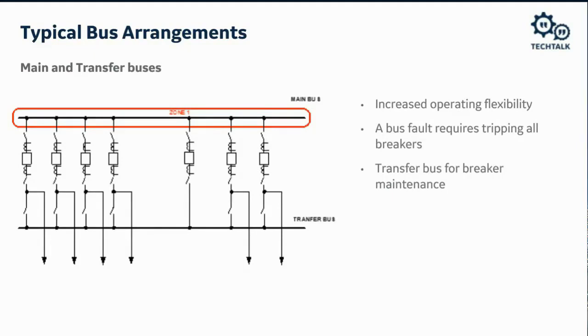Also, if we need to take a breaker out for maintenance, we can then transfer that load over to the transfer bus and use the bus tie as the breaker for that load. So it offers really good flexibility for taking outages and doing maintenance.